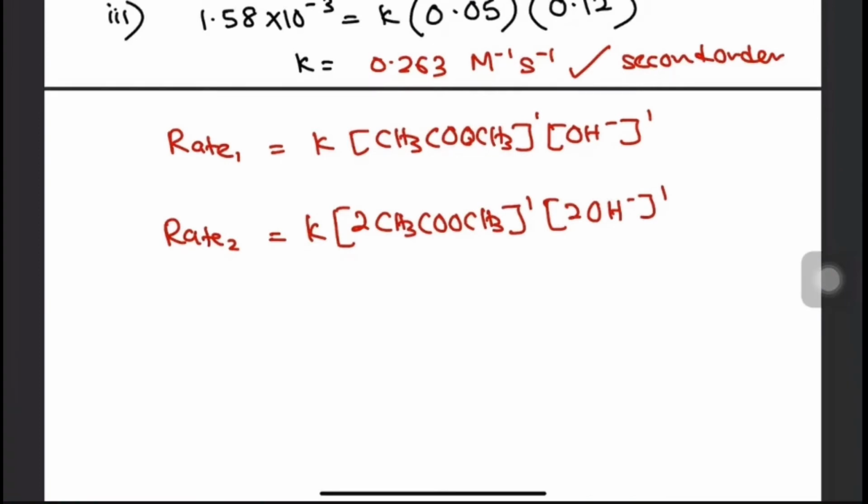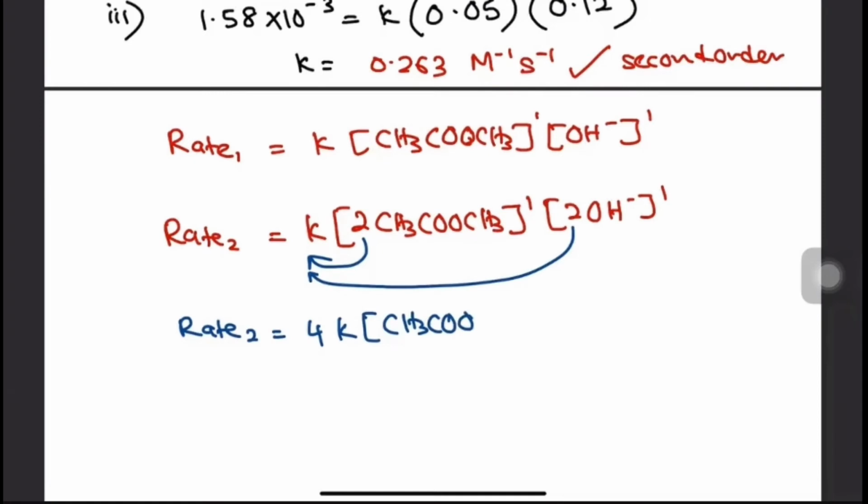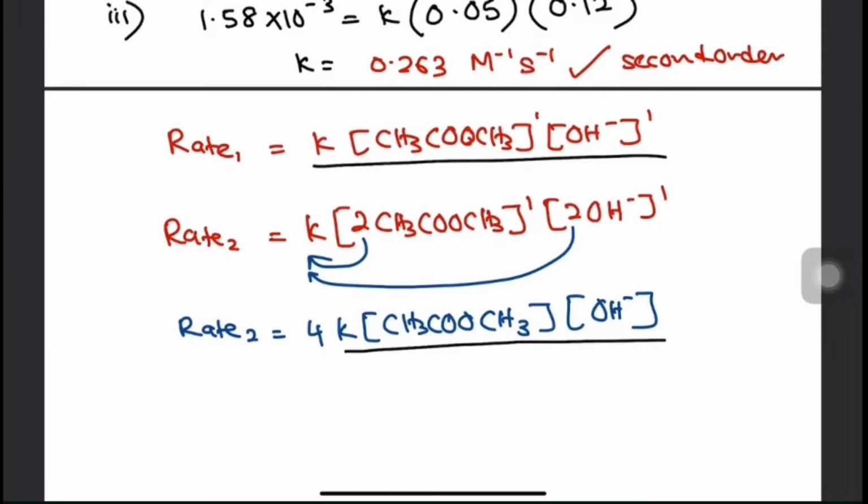Now we are going to try to match this with the first equation. So how do I do that? I have to bring out my 2. That would give me the rate for experiment 2 to be 4 times k multiplied by the concentration of CH3COOCH3 and the concentration of OH-. As you can see here, this part matches with this, so I can replace it by writing 4 times rate 1. So from here we have our answer.